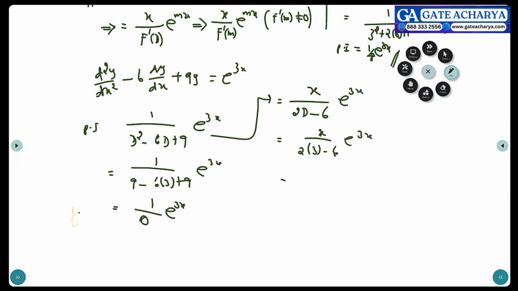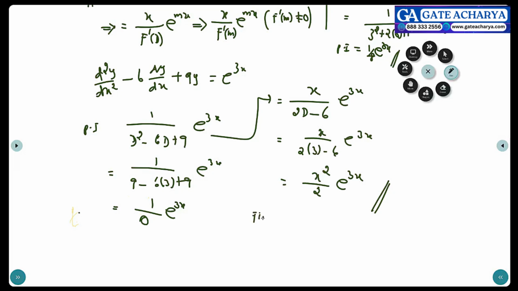Again this term is 0. So again multiply the numerator by x. Already here we have x, so x into x is x square, and differentiate the denominator: 2d is 2, into e power 3x. If it is d, then replace again, but there is no d term, just a constant. So it is our particular integral: x square by 2 e power 3x. When you complete this, give the answer for this question.